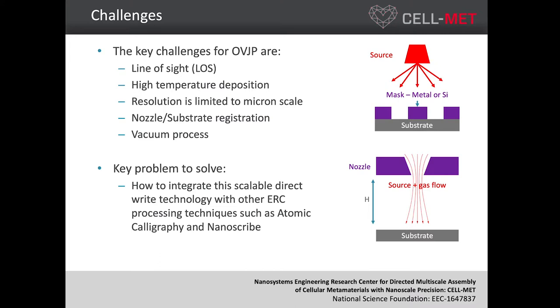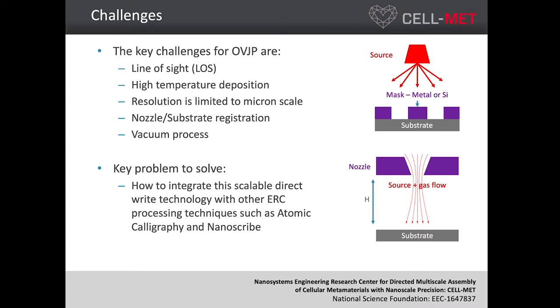So another issue that wasn't really mentioned before is with regards to resolution. So now when we look at a typical display, the pixel sizes are on the order of tens of microns, maybe even a few microns. But with respect to CELMET and the actual cellular length scales that we're looking at, we'll take a heart muscle cell, for example. In an adult cardiomyocyte, the sarcomere spacing is actually 2 microns. So in terms of adapting OVJP to tackle this kind of length scale, it would still be something that we're working on.